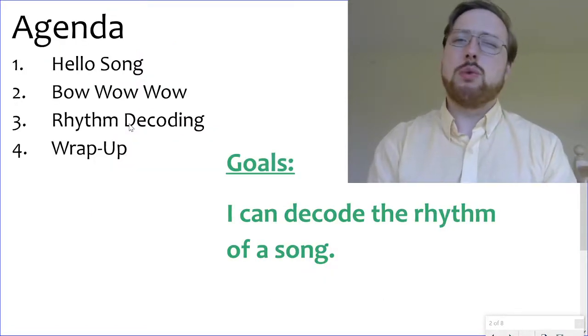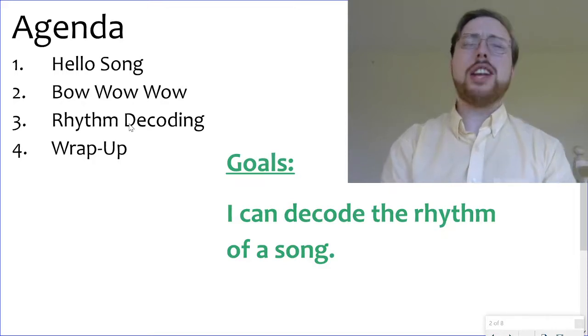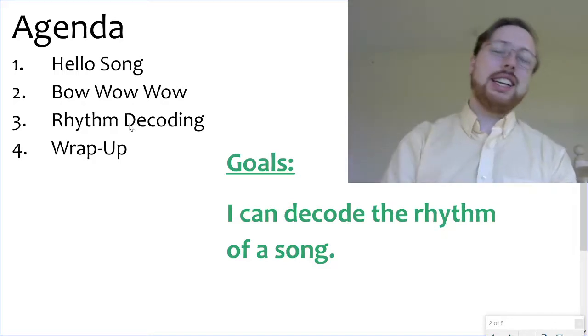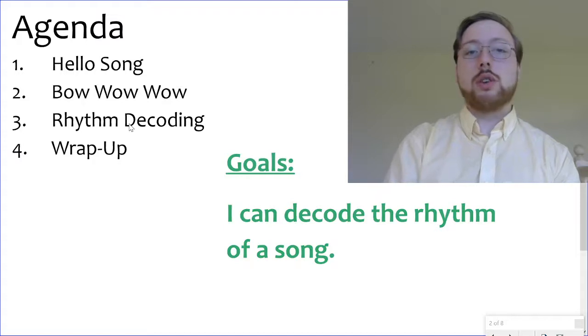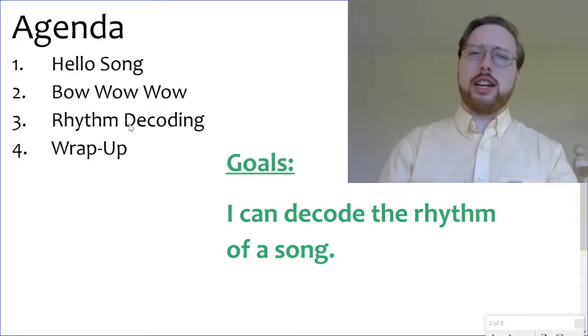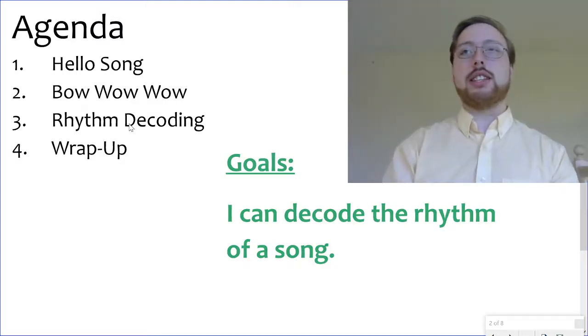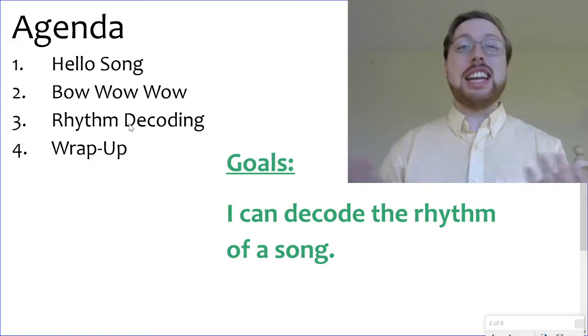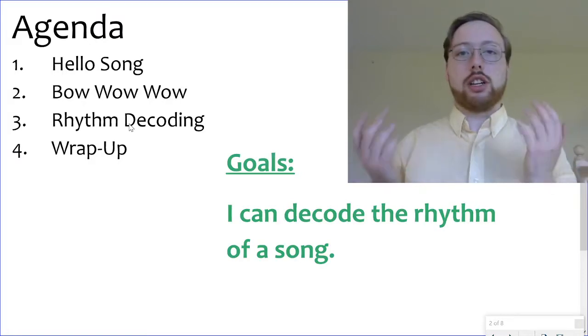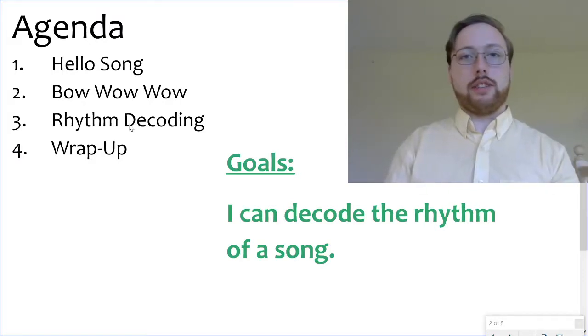Today, we're going to be revisiting a song that we learned way back in September. The song is called Bow Wow Wow. And we'll look at this song today looking at the rhythm. And next week, we're going to look at the melody because this is another song that's in our scale we talked about last week, Do pentatonic.